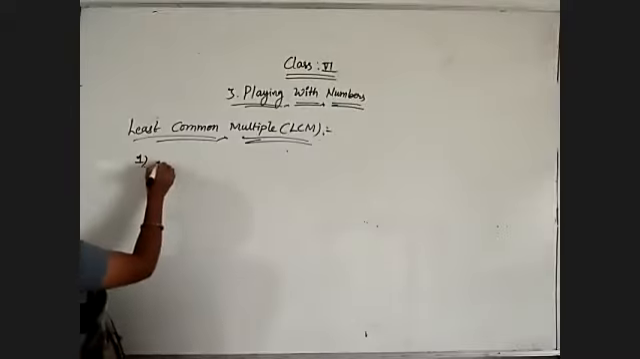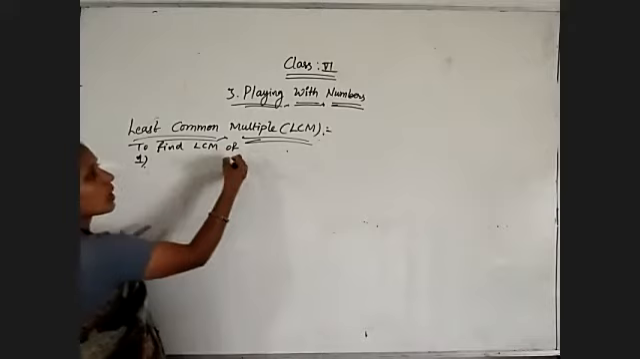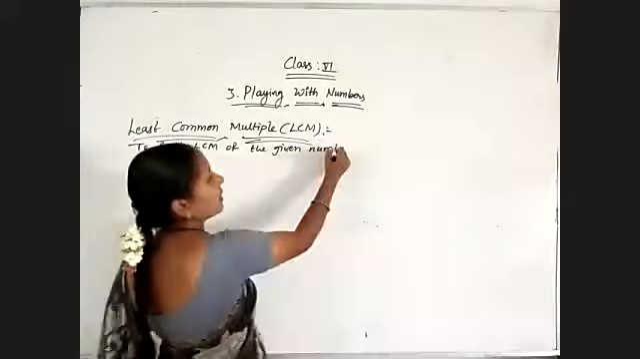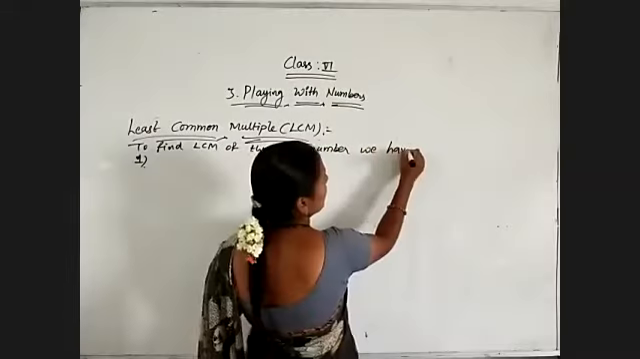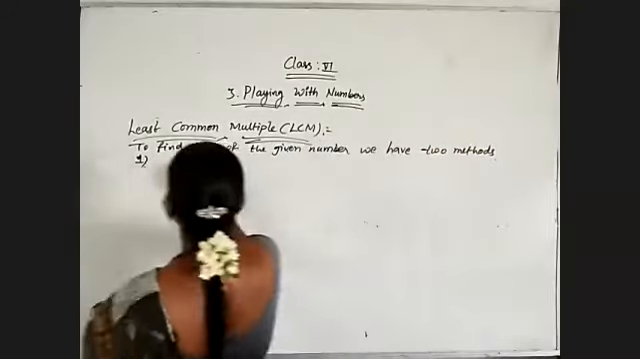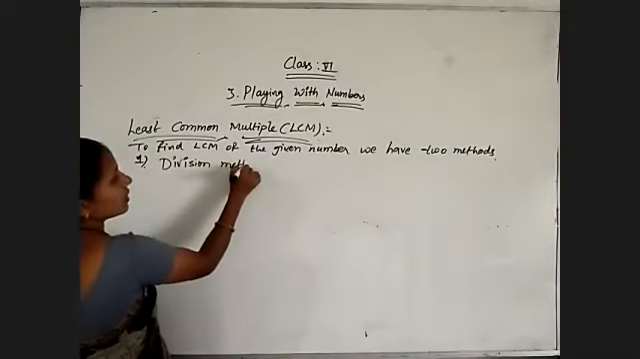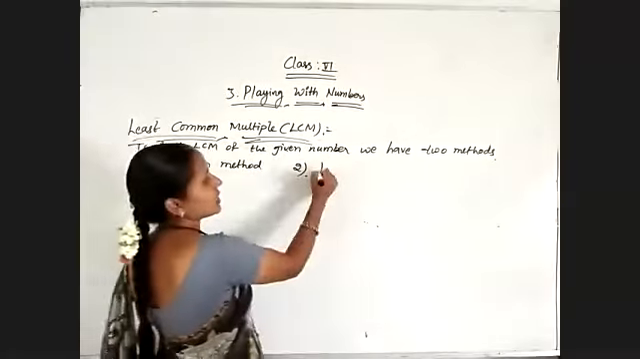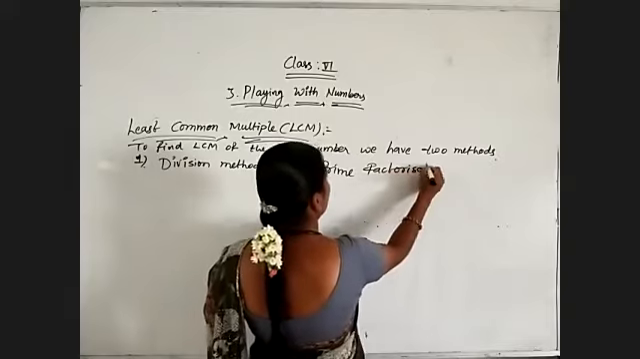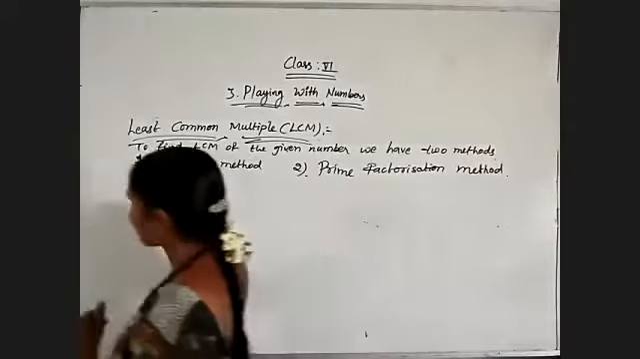So to find the LCM of two or more of the given numbers, we have two methods. My first method is the division method, and secondly, the prime factorization method.